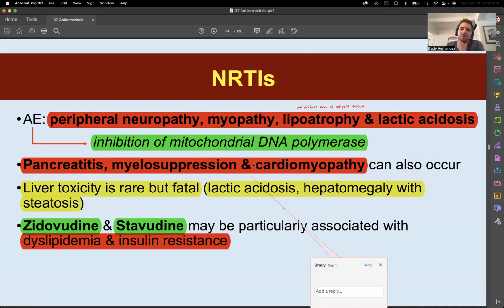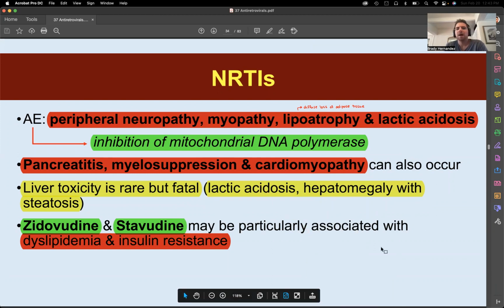And then the side effect profiles are going to be important as well. Peripheral neuropathy, muscle pain, yeah, loss of adipose tissue, even lactic acidosis, and then more serious pancreatitis, myelosuppression, cardiomyopathies, okay? It just depends on the situation. Sometimes these are acceptable side effects depending on the severity of the disease, right?